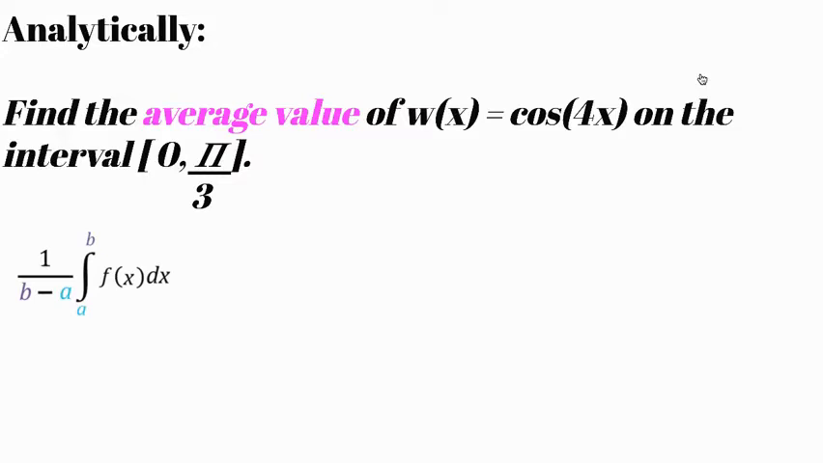So if we did 1 over b minus a, the average value of the integral, we would do 1 over pi thirds minus 0 times the integral from 0 to pi thirds of the function of which we're finding the average value, which in this case is cosine 4x. And then you would integrate accordingly.